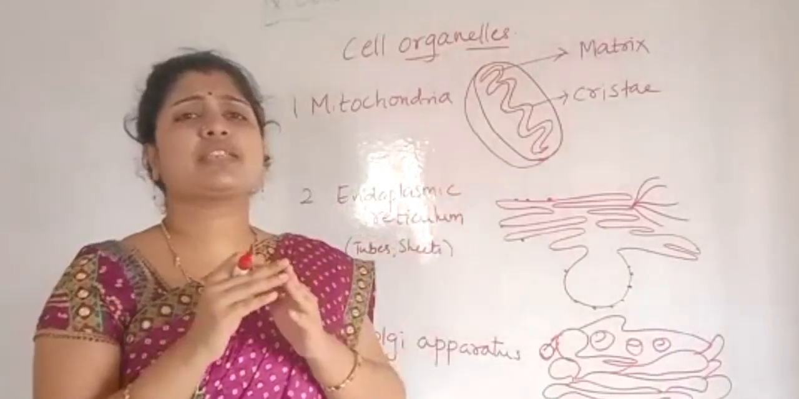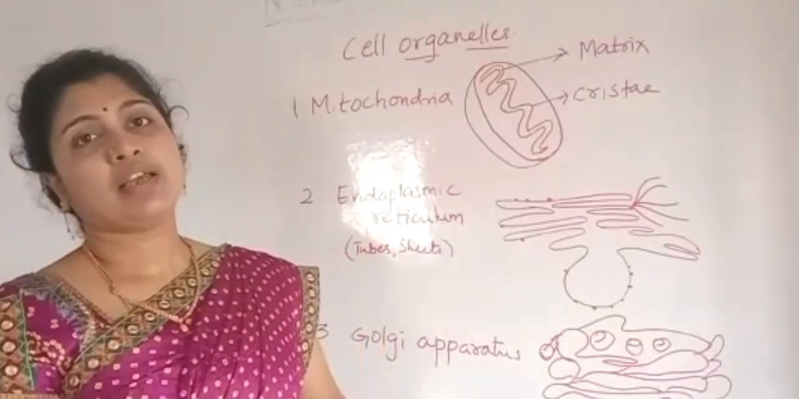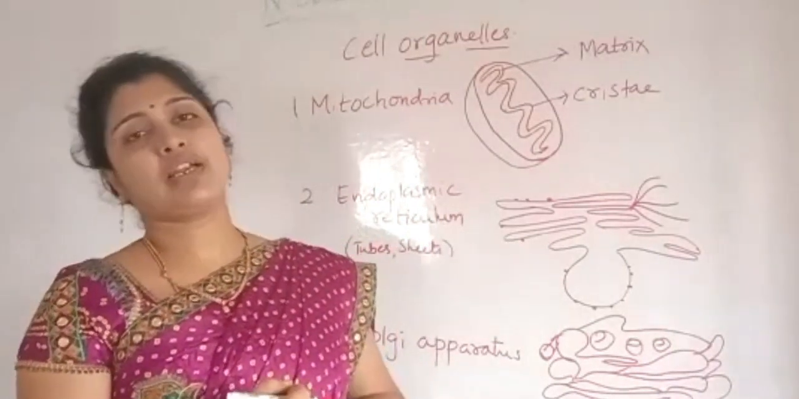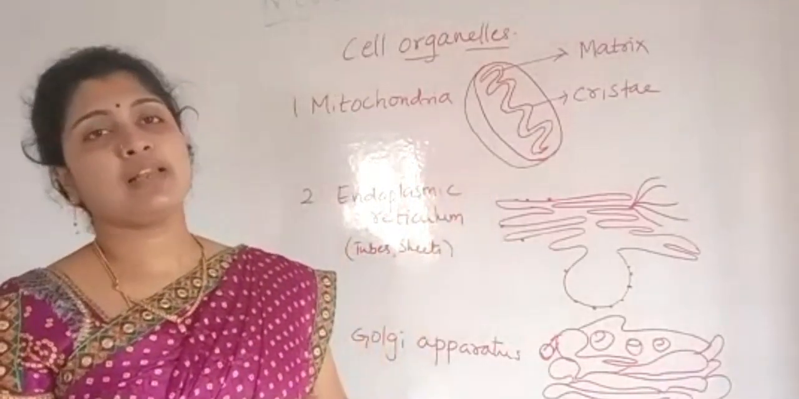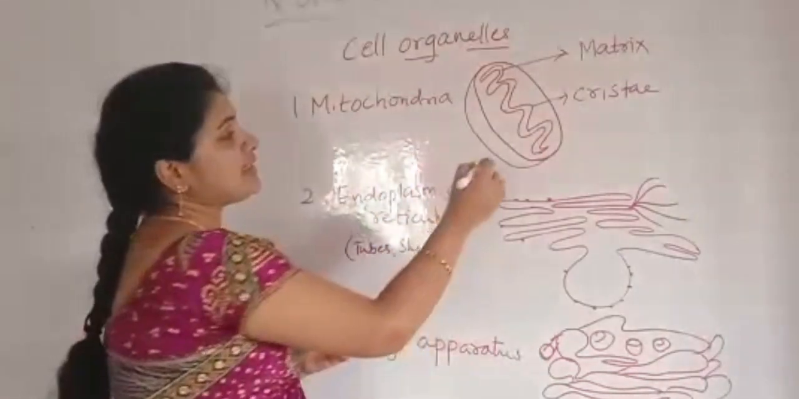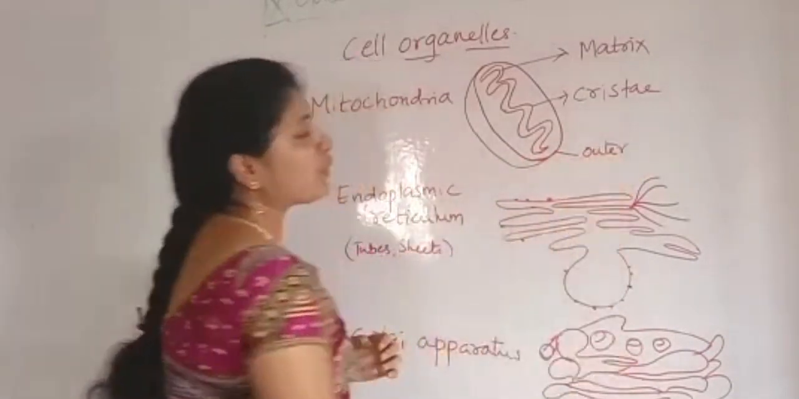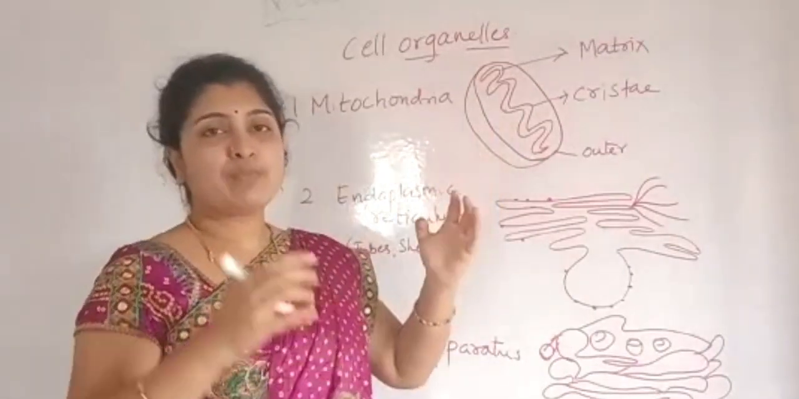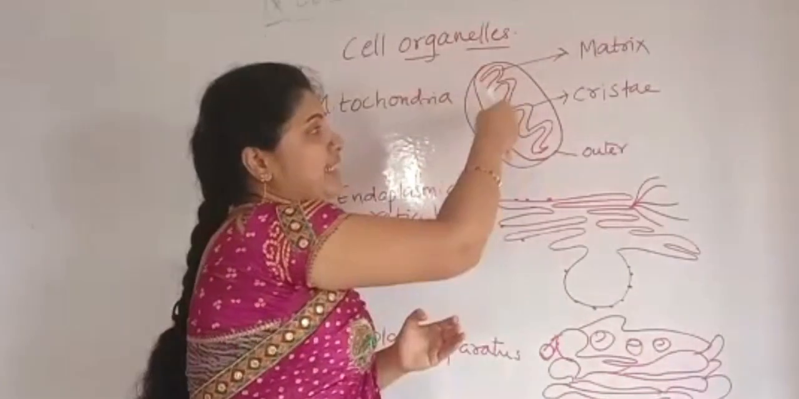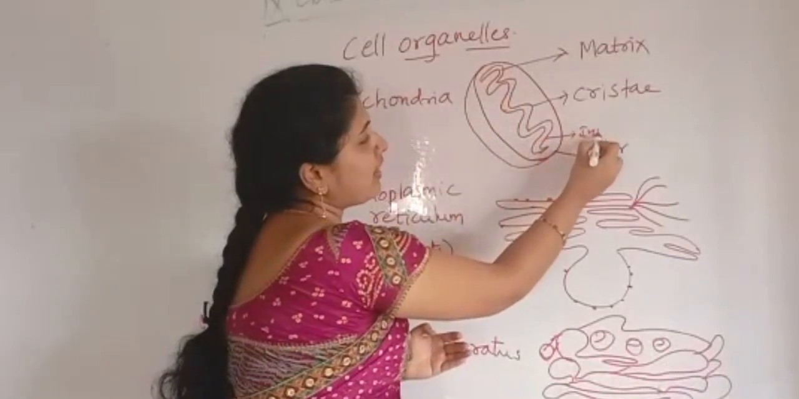Mitochondria. Each such cell organelle is made up of a double membrane. The nucleus is also made up of a double membrane, and here the mitochondria is also made up of a double membrane. So this is the outer membrane. Here the inner membrane protrudes, meaning it extends inside. This is the inner membrane.